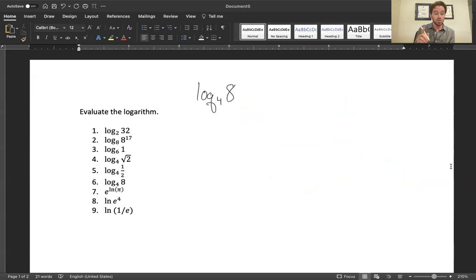Similar sort of procedure here. I'm going to try to write 8 as a power of 4. Now this is messy, but I bet you can do it. 4 and 8 can each be expressed as a power of 2. Yeah? So I'm going to say this is log base 4 of 2 to the 3rd power. Now, why does that matter? It's because the 2 can then be written as a power of 4.